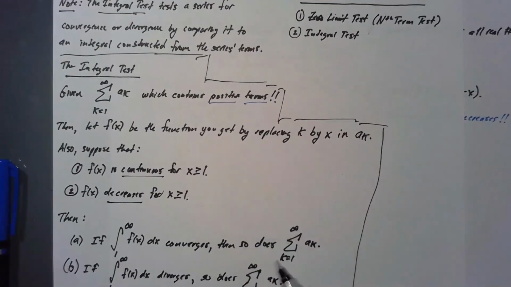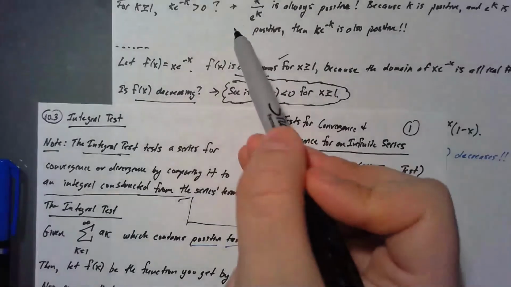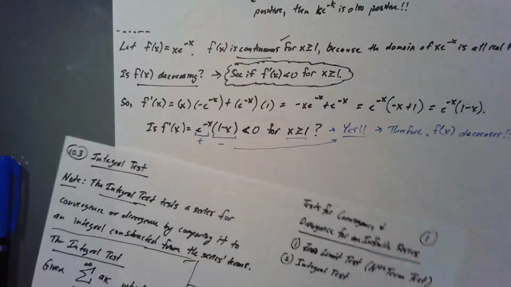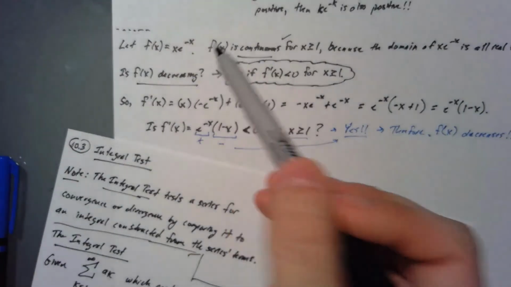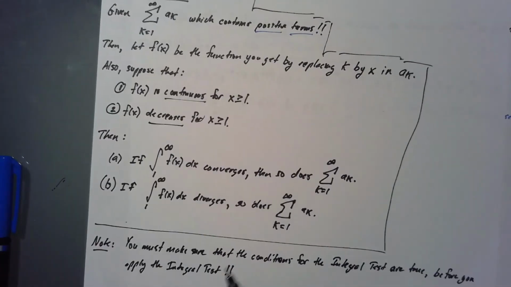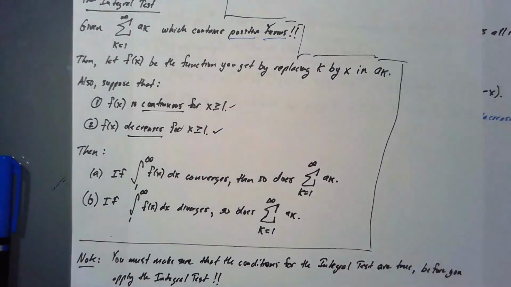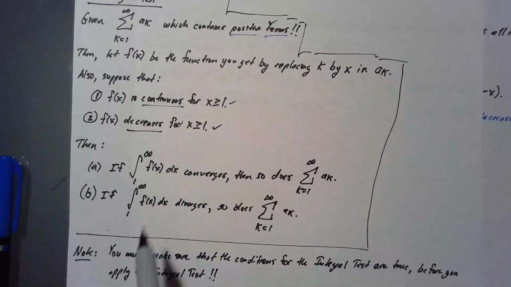The series is positive terms. We showed that here. It's continuous because the domain of continuous functions is also continuous. And we just showed it's decreasing. So we did all three of these things. Right? So now we can apply the integral test.